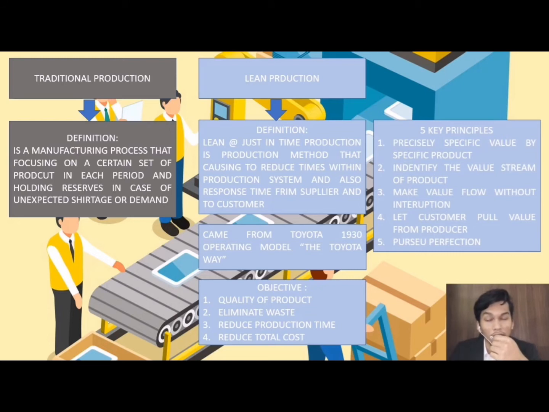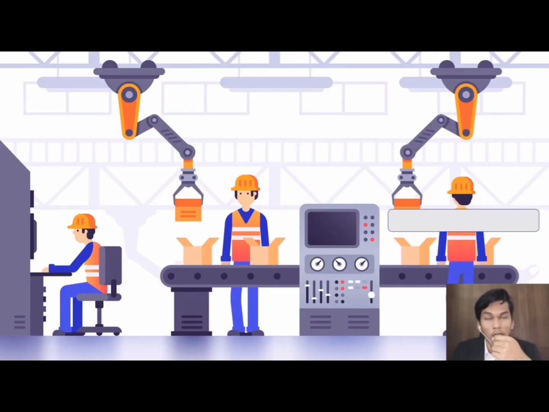By the way, there are 5 key principles of this production. To begin with, they precisely specify value by specific product. Next is to identify the value stream of the product. Value stream here means the process of making the product. In addition, lean production also makes the value flow without any interruption and lets the customer pull value from the producer. In this case, the producer will produce the product using the specification that the customer wants. The last one is to pursue perfection.